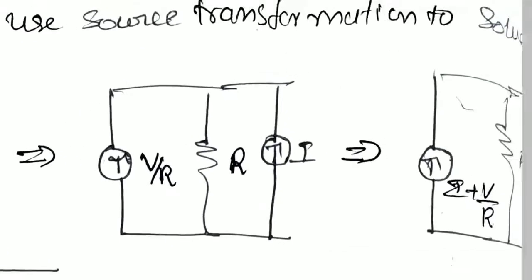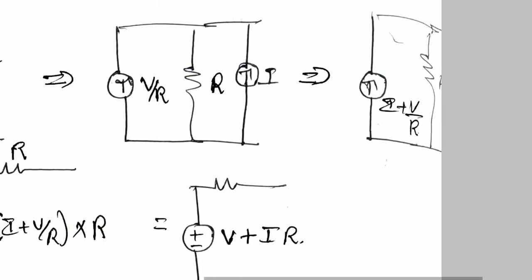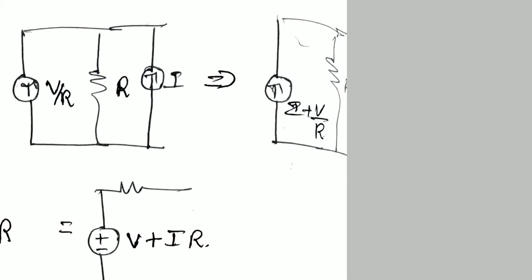Here you can see two current sources, now they are in parallel and in the same direction. So I can add them, that is I1 plus V by R. The total current value here is I plus V by R, and the resistance in parallel remains as it is. Now we have to convert this current source back to a voltage source.